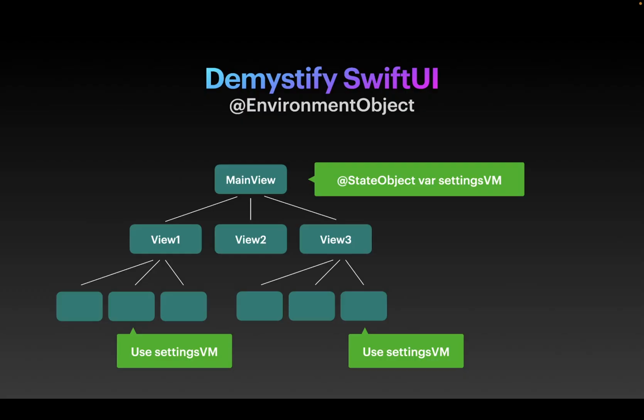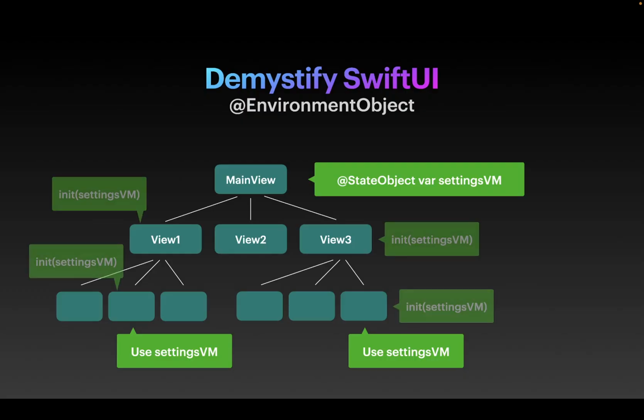But what if I want to use this settings view model variable inside of the subview? It can be a tricky problem. Why? Because you have to change the initializer of all the views. You have to change the initializer of this view to accept the settings view model passed from the parent view. You have to do lots of code changes in your code base, and that's a problem.